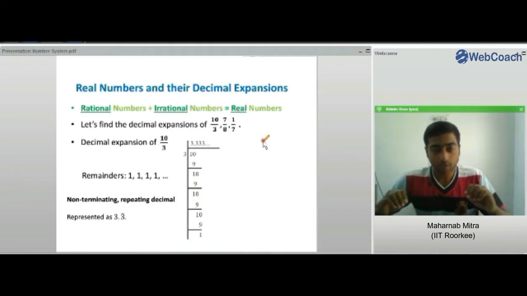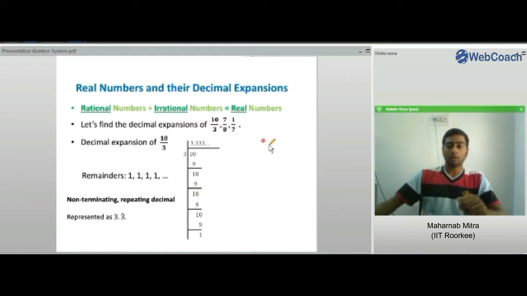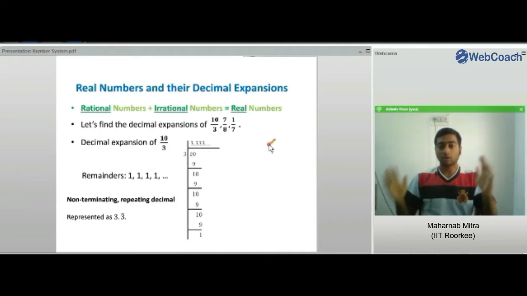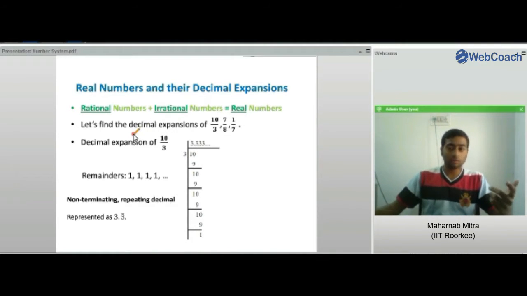Now let's talk about the topic real numbers and their decimal expansions. Now what are real numbers? First of all, the set of all the rational numbers and the set of all the irrational numbers together constitute the whole set of real numbers. And why do we call them real? We call them real because we can plot them on the number line correctly, right? That's why we call them the real numbers. That means which really exist, right?